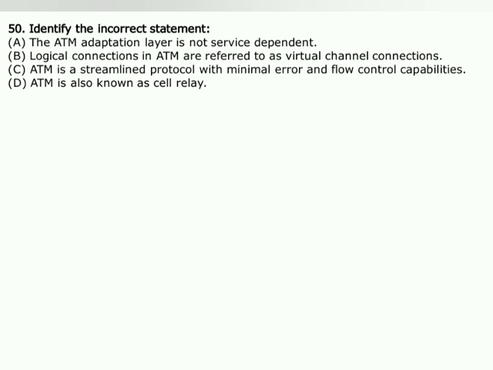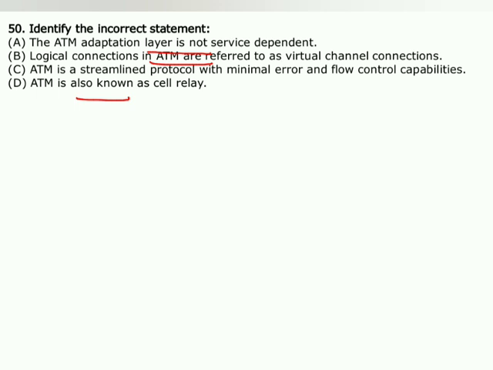Identify the incorrect statement. So here the question is given on the ATM. The statements are about the ATM adaptation layer, logical connections in the ATM, and ATM cell relay. So here option A is the correct answer. Why? Because it is the incorrect statement.